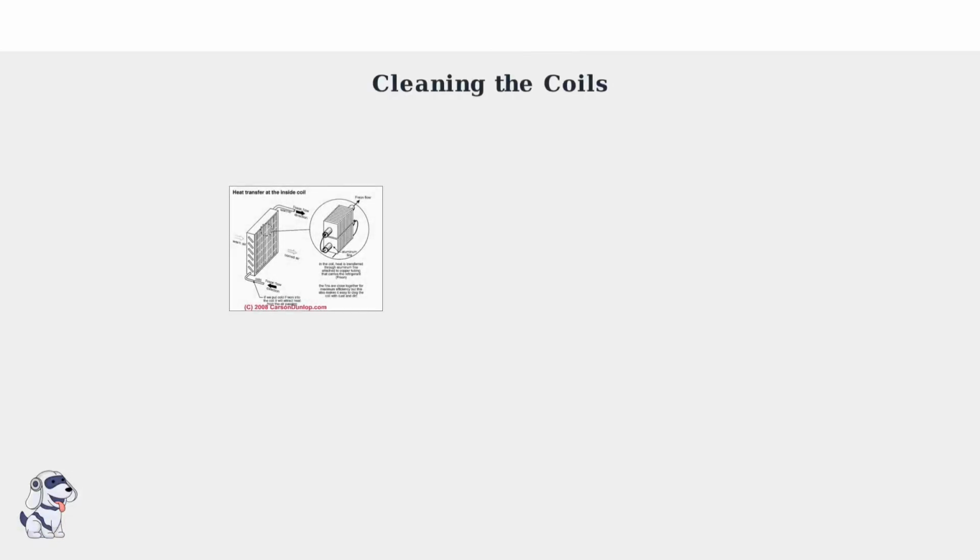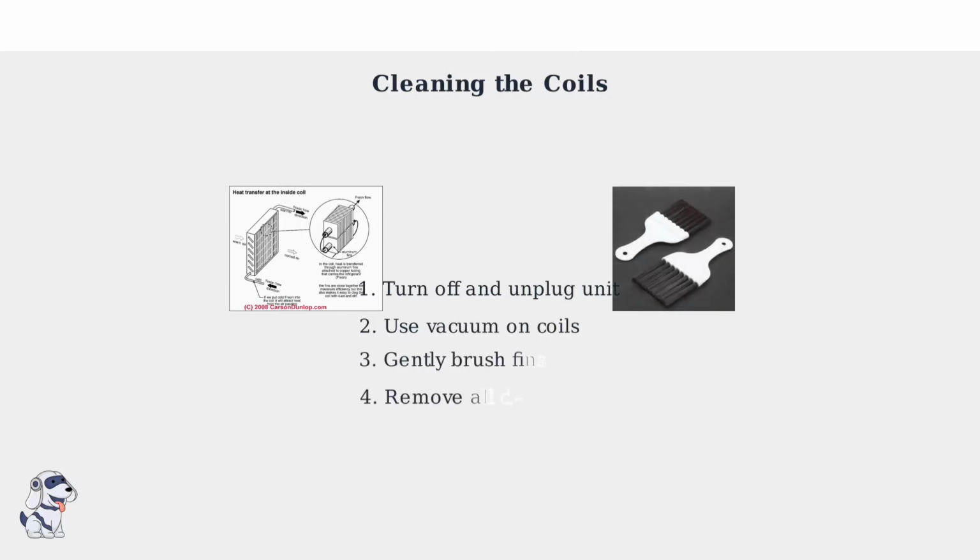When basic troubleshooting doesn't resolve cooling issues, it's time to examine the internal components. The condenser and evaporator coils are critical for heat transfer and often become clogged with dust and debris. Use a vacuum cleaner and soft brush to carefully clean both the condenser and evaporator coils. The aluminum fins are delicate, so gentle cleaning is essential to avoid damage.